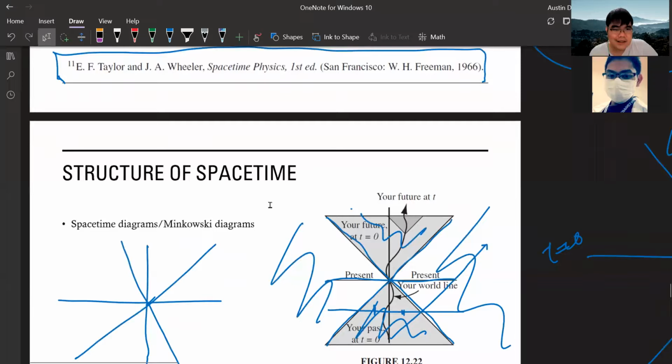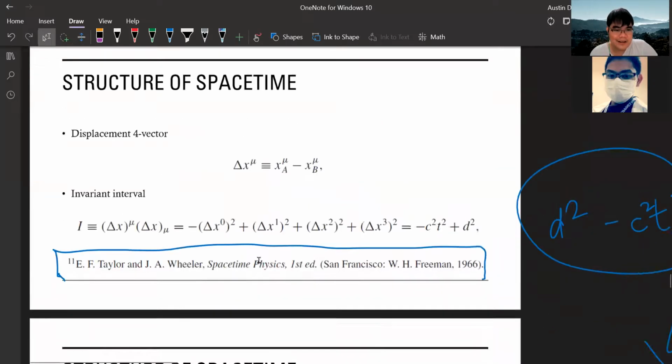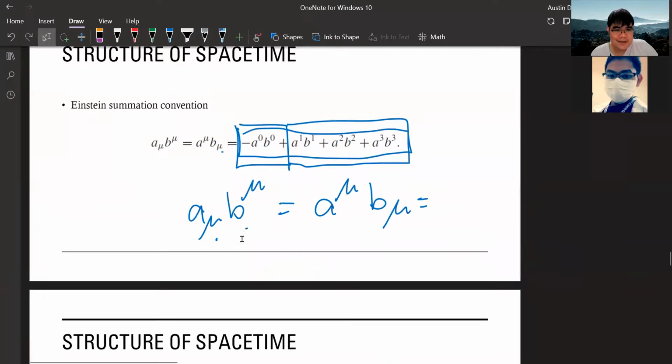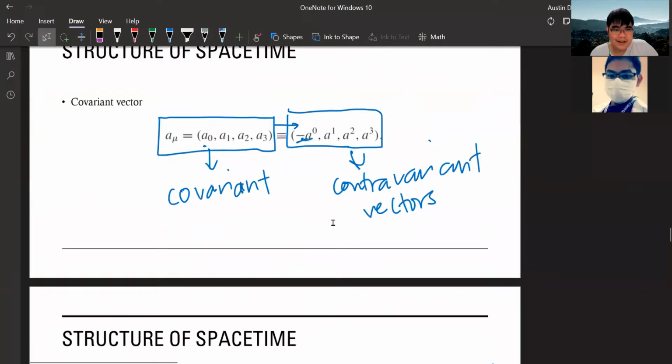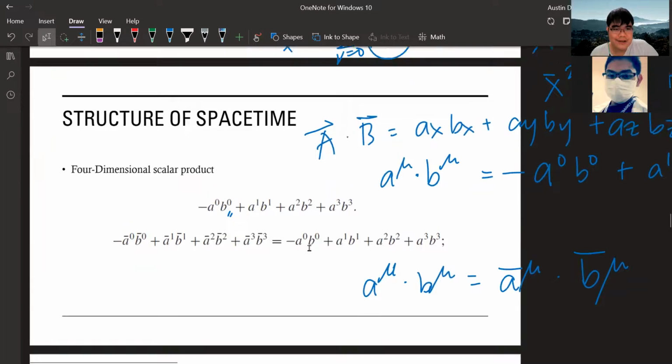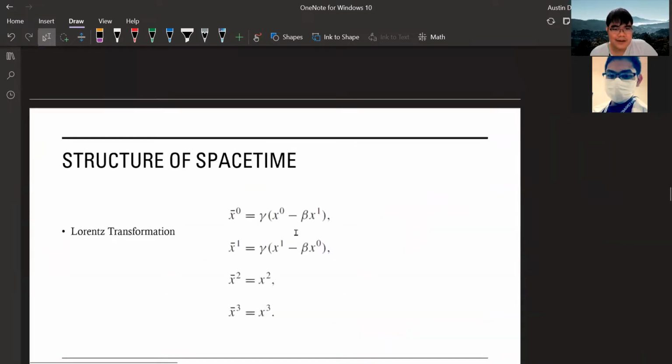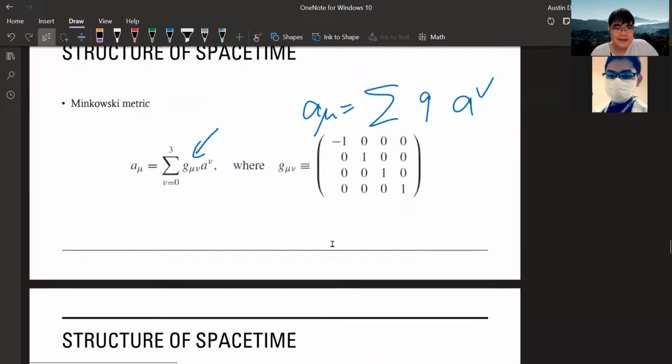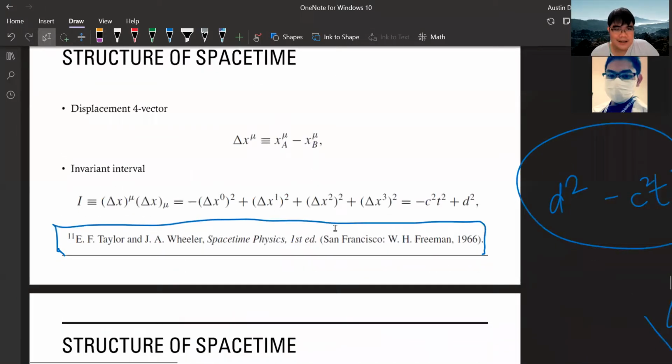Ito kasing discussion natin ni Griffiths, mas gusto ko yung discussion ni Taylor and Wheeler. Kasi itong discussion ni Griffiths, nag-delve agad siya sa mga theoretical foundations. Masyadong theoretical, di ba? Pero si Taylor and Wheeler, ang starting point niya would be the invariant interval. Para magkakaroon ka na ng intuition na lahat ng distances ay invariant kapag mineasure mo yung distance and yung time between those events.